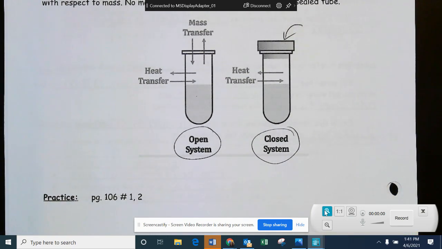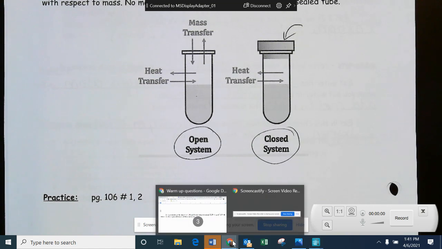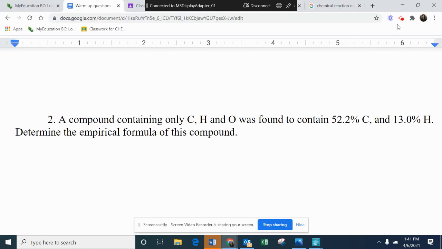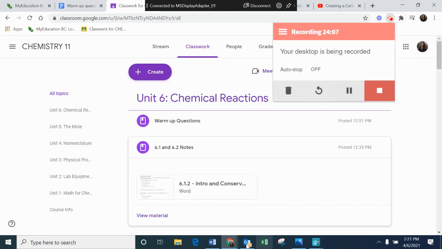Okay, so I'm going to get you guys to work on these two questions, page 106, numbers 1 and 2. And I'm going to go get a couple chemicals and do a couple examples of experiments.